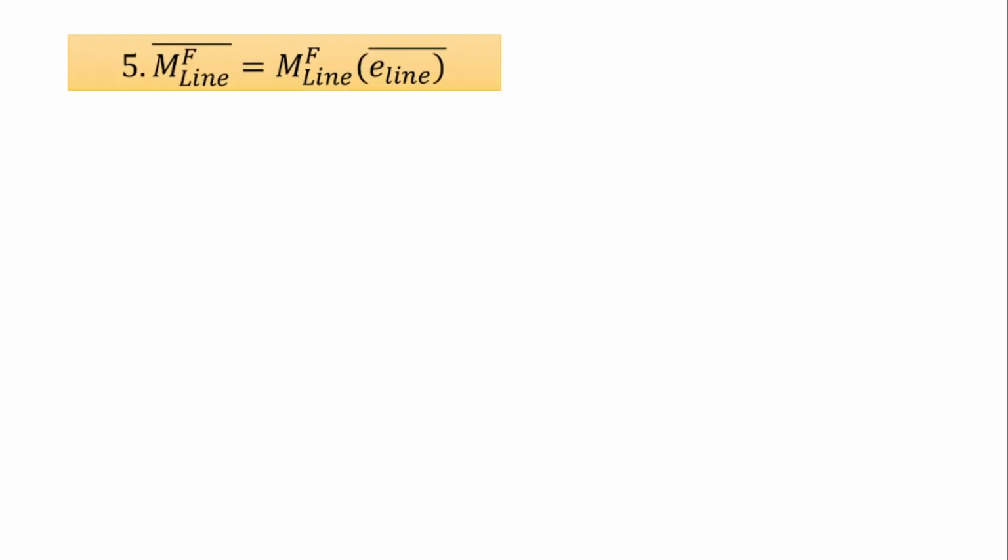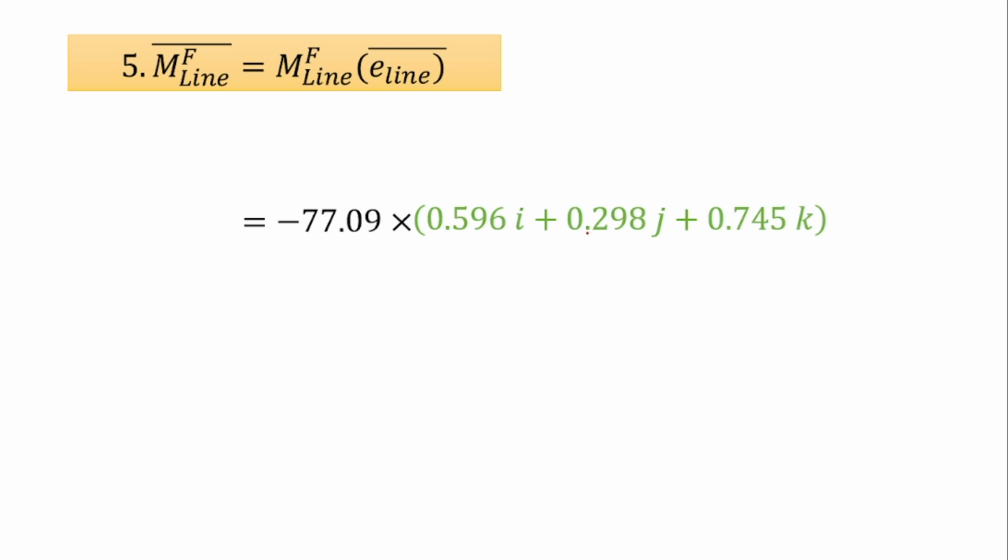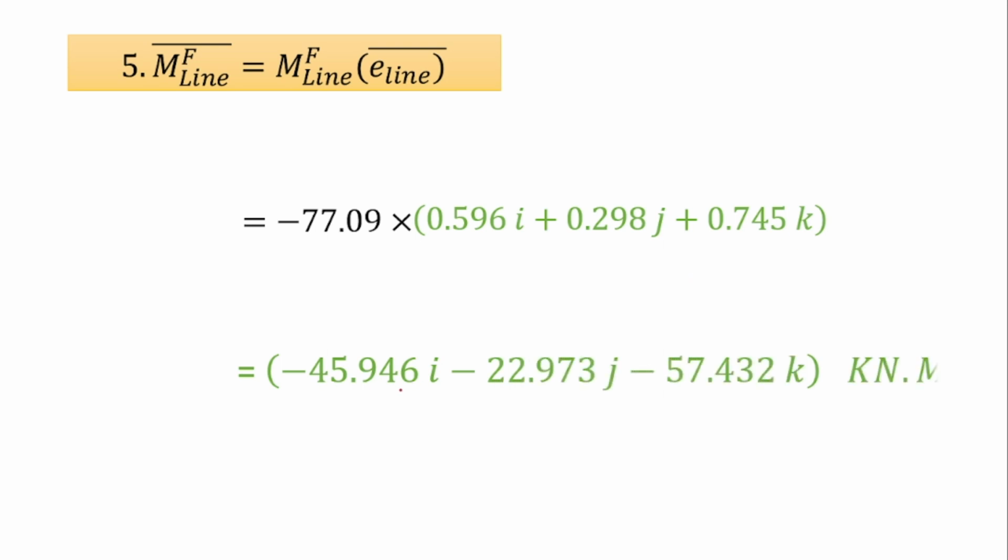After getting this value, we'll just multiply this value with the unit vector. This will give you the moment of a force about a line in a vector format. So minus 77.09 into the unit vector, that is 0.596i plus 0.298j plus 0.745k. So the final value is minus 45.946i minus 22.973j minus 57.432k. We have just multiplied this value to every term present in this bracket.